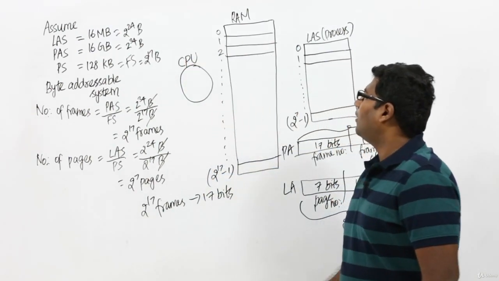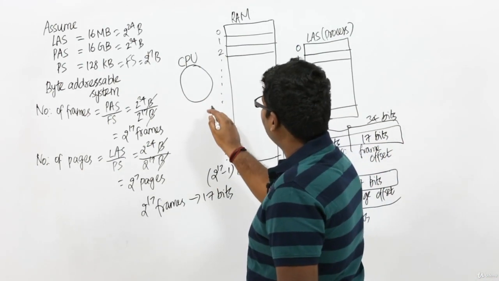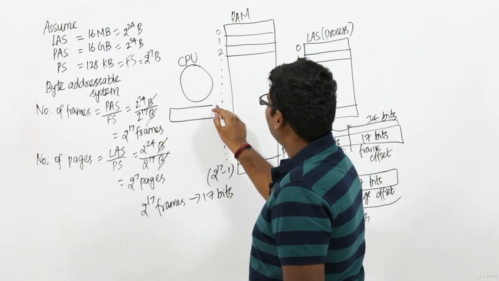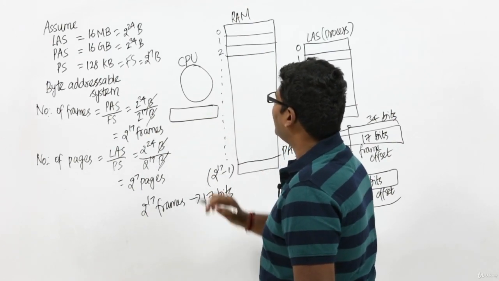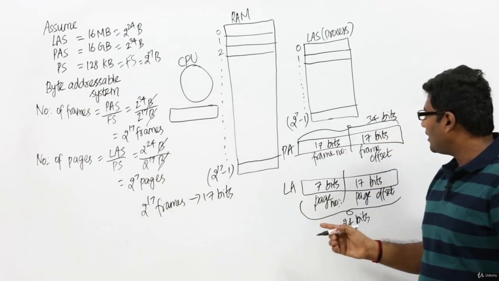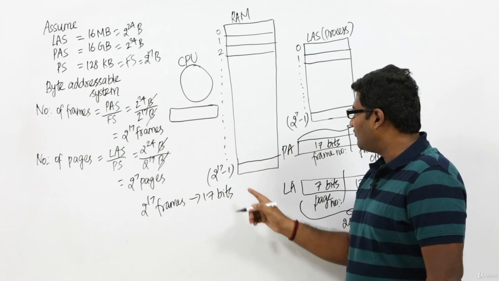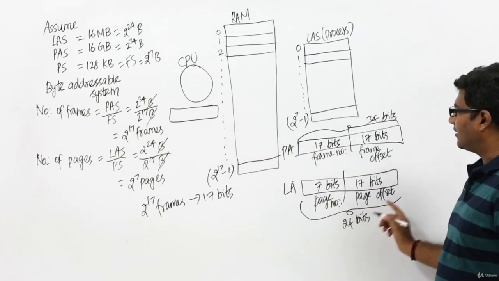But now what I want to tell you is how our CPU will actually execute this process. Our CPU will initially generate the logical address, right? Now, how many bits will our logical address have? It will have 24 bits. So, it will generate this 24-bit logical address.